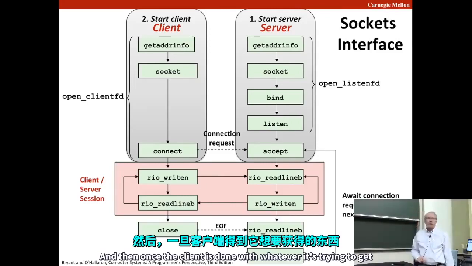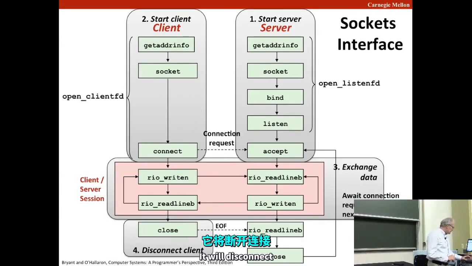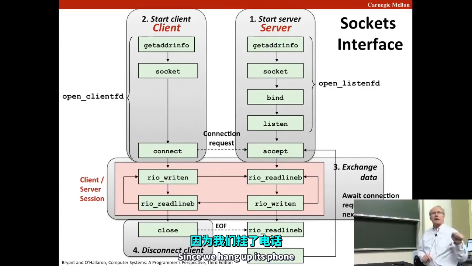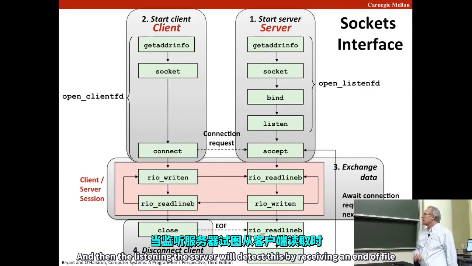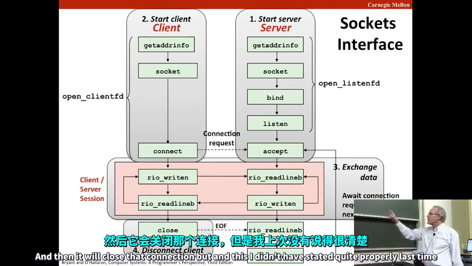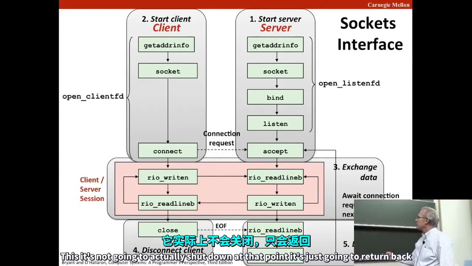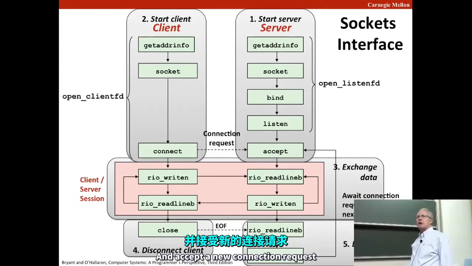And then once the client is done with whatever it's trying to get, it will disconnect, essentially hang up its phone, and then the server will detect this by receiving an end of file when it attempts to read from the client, and then it will close that connection. But, and this I didn't have stated quite properly last time, it's not going to actually shut down at that point. It's just going to return back and accept a new connection request.